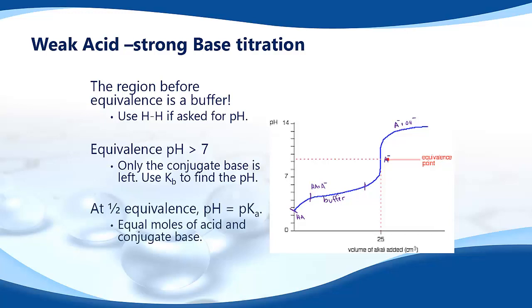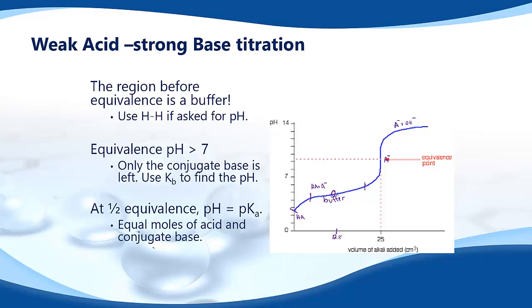The key feature of this graph is that you can find pKa from this graph directly. What you're looking for is half the equivalence volume. So here, this equivalence is at 25. What I would do is take half equivalence, or 12.5 mLs. The pH at this point is equal to the pKa. The reason why is because at this point I've added exactly half of the base that I need to titrate.